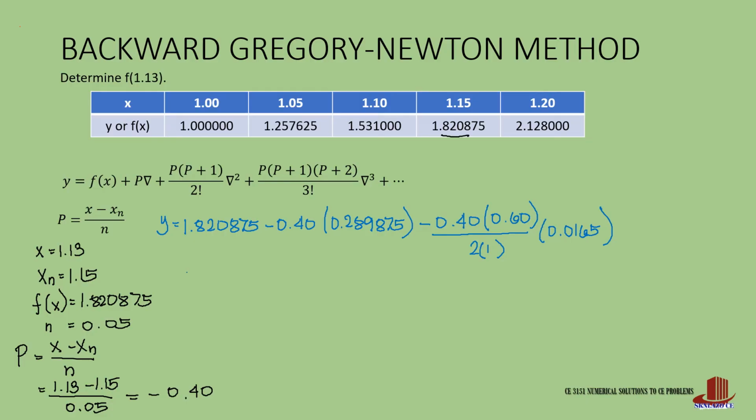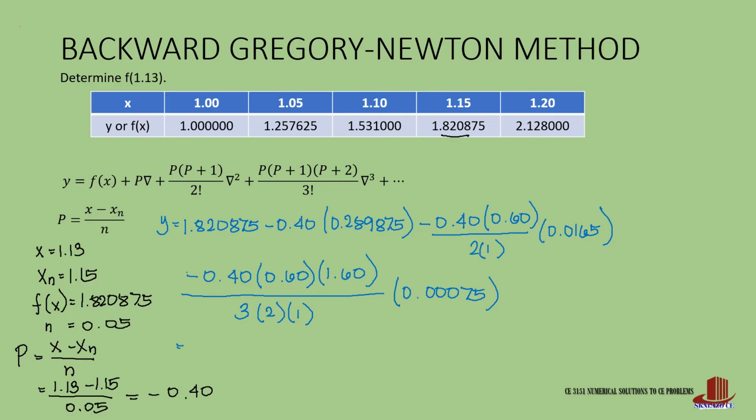The third term would still be started with negative 0.40. P plus 1 would give us positive 0.6, and P plus 2 would be positive 1.6. This would be all over 3 factorial, or 3 times 2 times 1, with nabla cube given as 0.00075.